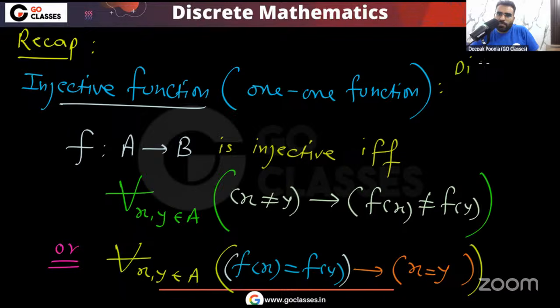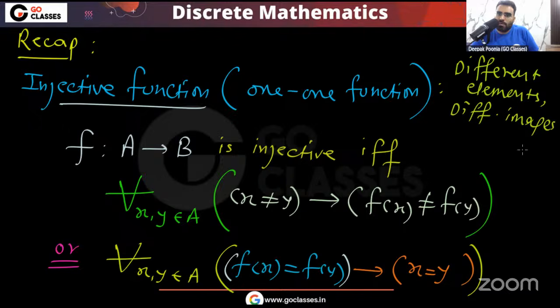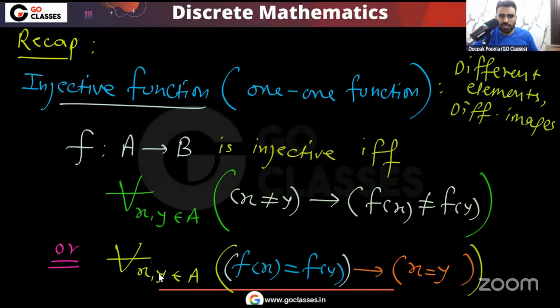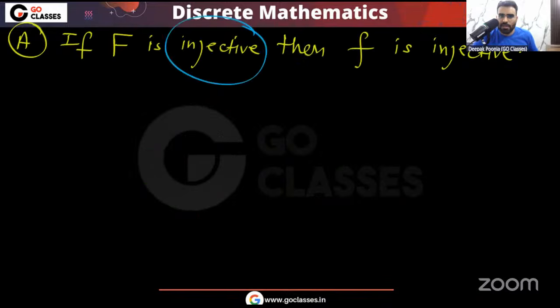Different elements, different images. Very simple. If you take any two elements, if they are different, then their images will be different. Or I can say for any two elements, if the images are the same, then the elements will be the same. So this is the definition of injective function.